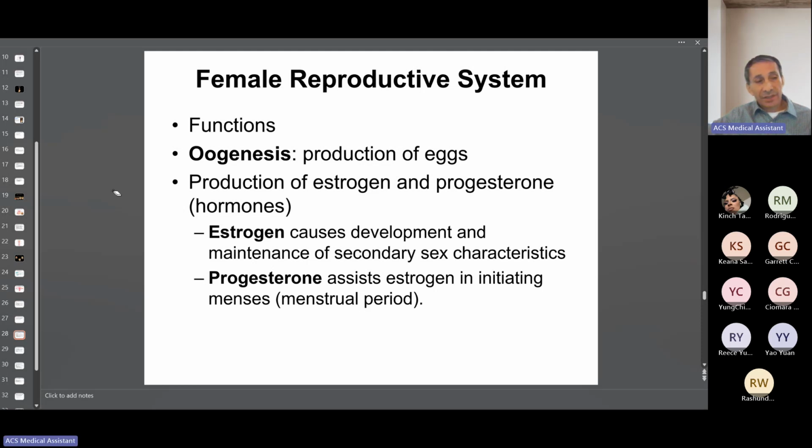Remember, oogenesis is the production of the egg. Spermatogenesis is a lot easier because it's the production of sperm. But oogenesis, think about ova. That basically is what it is.